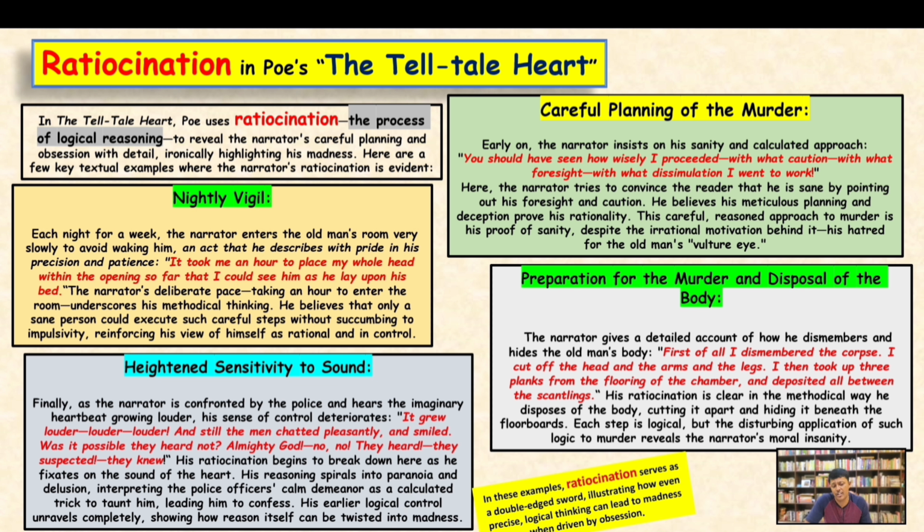In these examples, ratiocination serves as a double-edged sword, illustrating how even precise logical thinking can lead to madness when driven by obsession. So, on one hand, there is obsession. On the other hand, the narrator is trying to do something which should not be done because he is overemphasizing himself. Now, that is very critical.